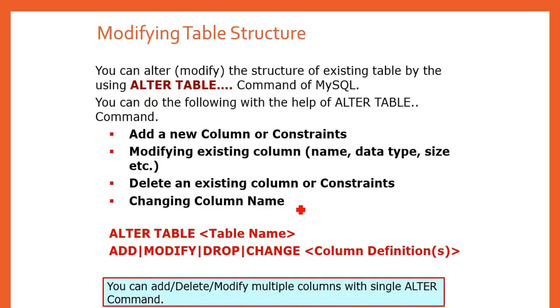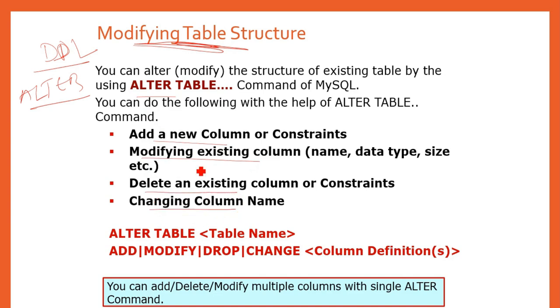Now modify the structure of the table. We are talking about the DDL command. Here we will use one DDL command, that is the ALTER command. Using the alter command we can add a new column, we can modify an existing column, as well as we can delete an existing column or change the column name. All these things we can do with alter.